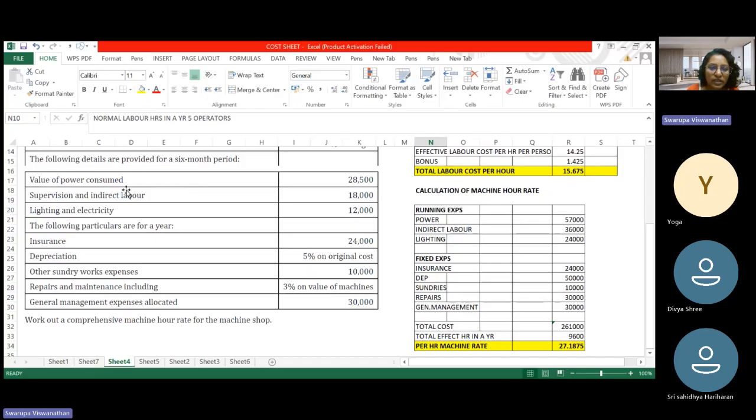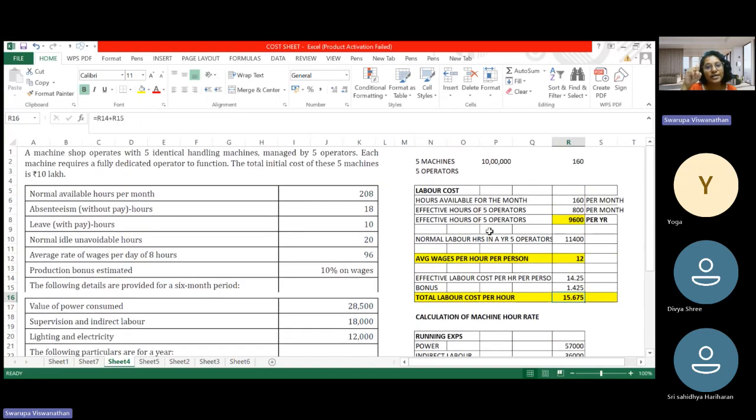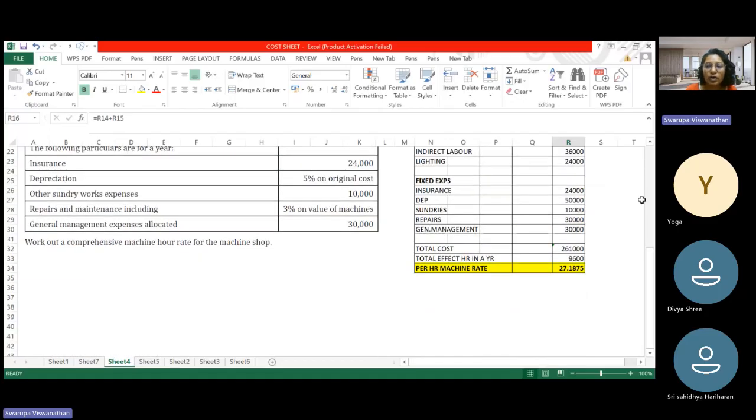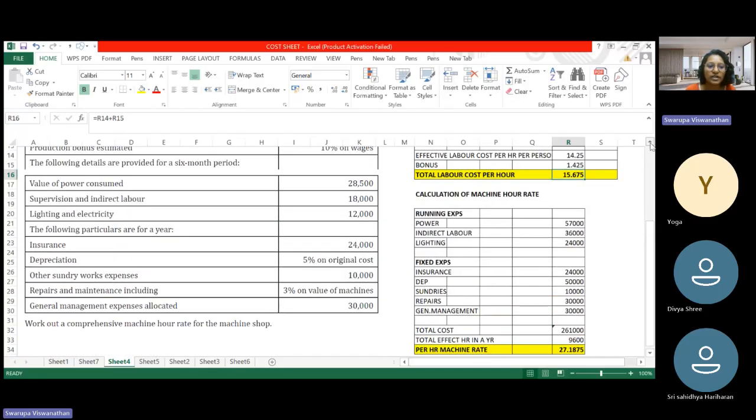Value of power consumed. The following is for a 6-month period. Again, another important point to note, it is for a 6-month period, whereas the hours we have calculated are for 1 year; 9,600 is for 1 year. So we need to convert all the 6 months expenses to 1 year. We should have a common base to calculate the machine hour rate per hour. So we have to convert all the 6 months expenses into 1 year.